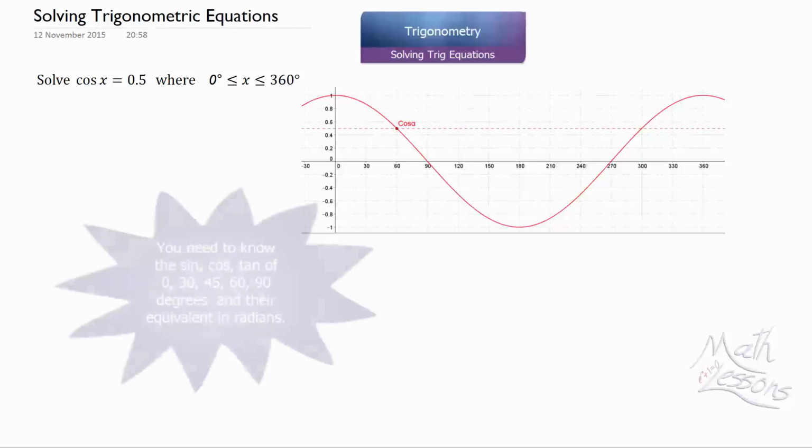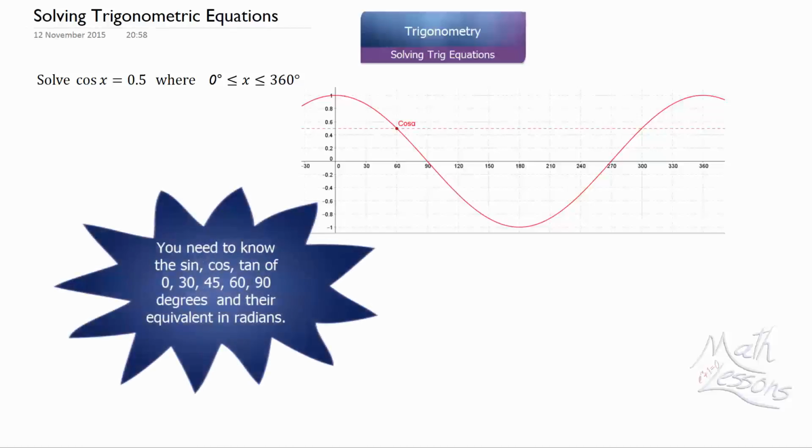You should know the cos of 0, 30, 60, 90, and so on, and any multiples of those. And the radians equivalent of 0, pi by 6, pi by 4, so I missed out 45, and pi by 3, and pi by 2, and so on. Okay, so if you don't know those exact ones, they're ones you should know. They come up quite a lot, and it makes your life a lot easier if you know them.